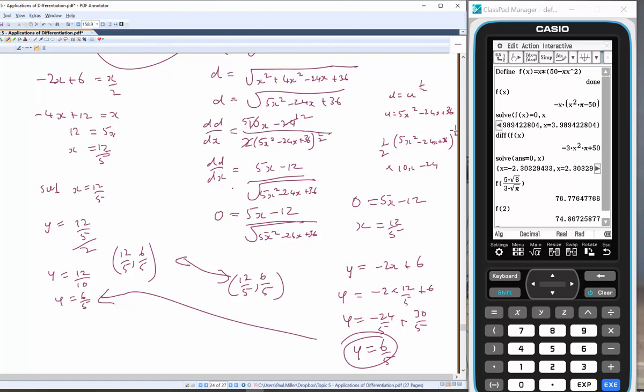Same answers. This one is a lot more problematic. That one is easy. So you want to use that technique rather than that technique, but many students will use that because they're just mad for calculus.